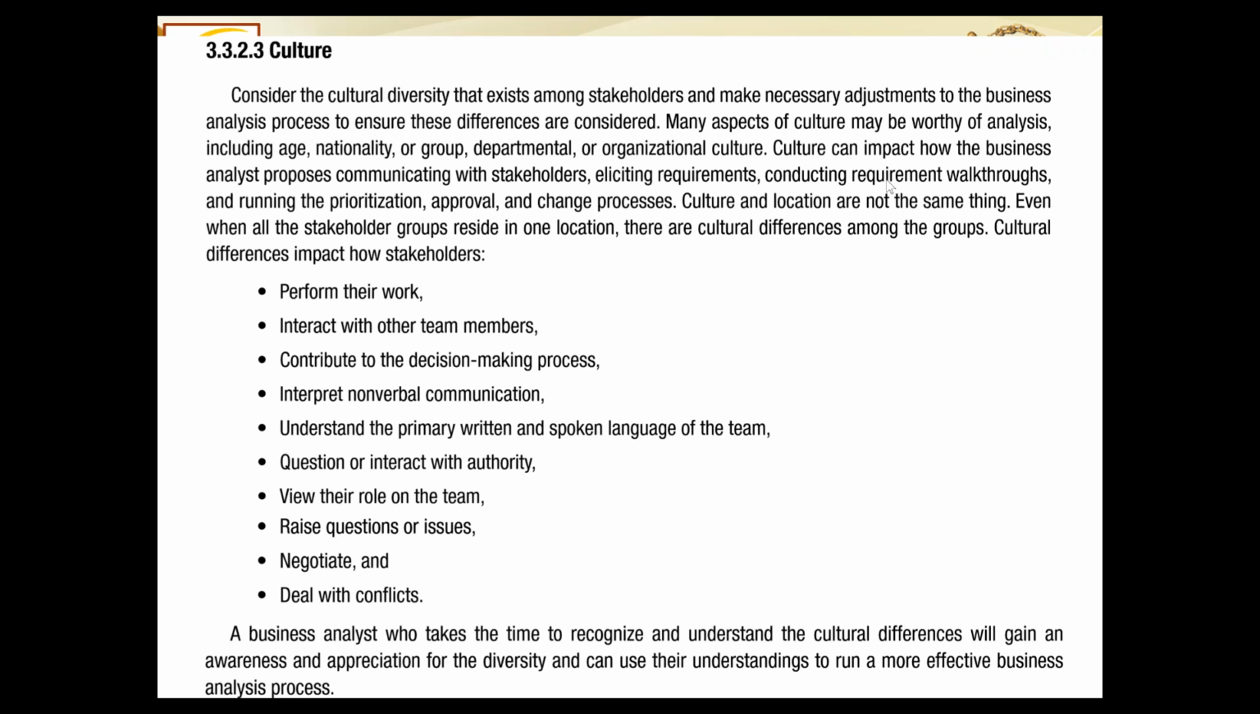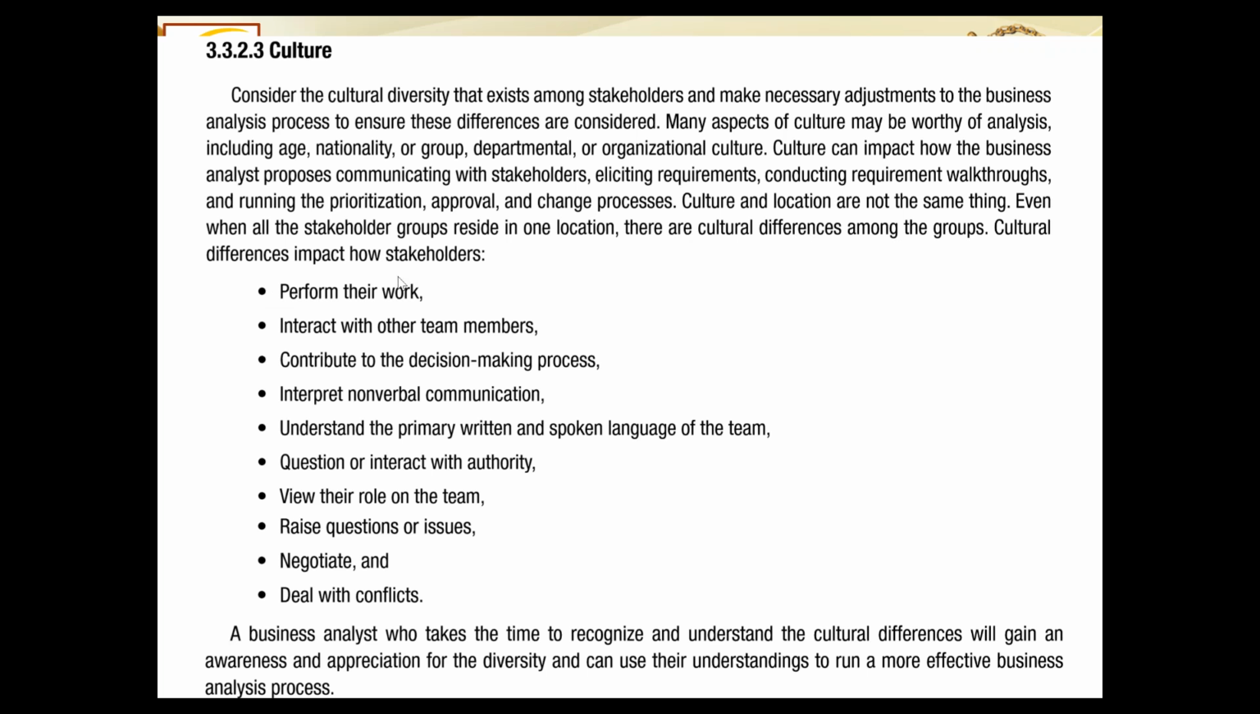Many aspects of culture may be worthy of analysis, including age, nationality, group, department, or organizational culture. Culture can impact how the business analyst proposes, communicates with the stakeholders, elicits requirements, conducts requirement walkthroughs, and runs the prioritization, approval, and change processes. Culture and location are not the same thing. Even when all the stakeholder groups reside in one location, there are cultural differences among the groups.